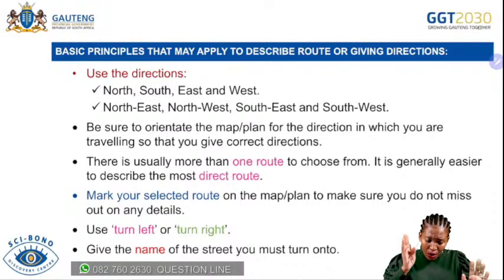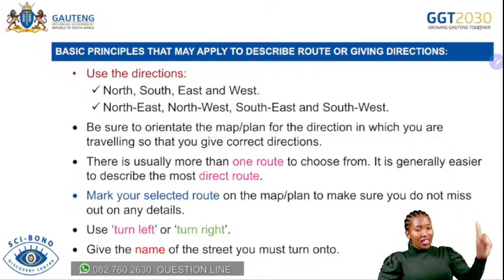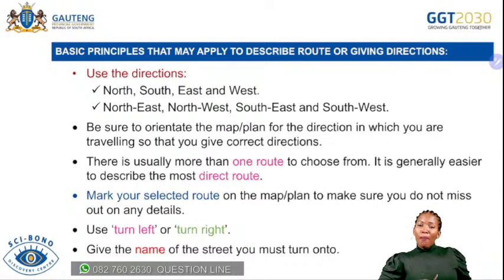So most learners are confusing these 2 questions. I said you use the compass direction when they say give the general direction. When they say the word general, then you must know that it is the compass. But if they say a person is going from point A to point B, give them the directions of how to get to that point, then that is where you explain step by step.